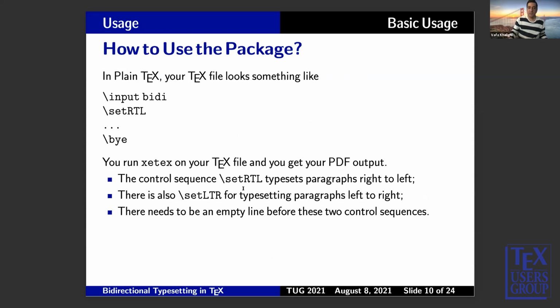So how do we use the package? In plain TeX, you just have a simple file. You just input bidi or bidi.tex. You use the set RTL command for typesetting right to left text. You write your text and then you process your TeX file with XeTeX and you get your PDF output.